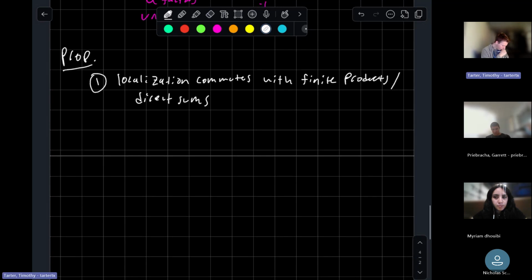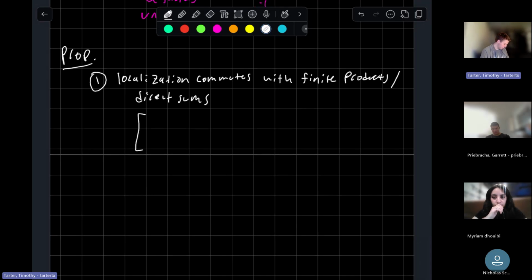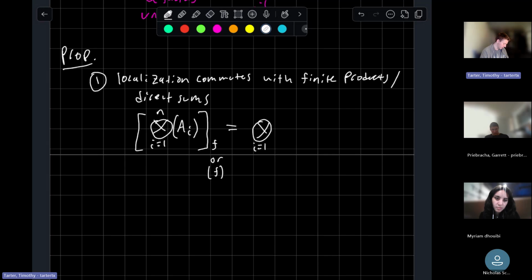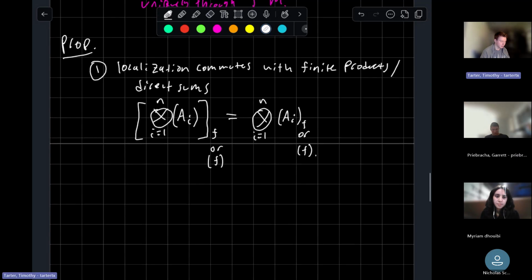And so basically what this means is that if we have a product, i equals 1 to n, of maybe A_i's localized at, and the whole thing is localized at f, or equivalently the ideal generated by f, this is the same thing as the direct product, i equals 1 to n, of A_i localized at f, or the ideal generated by f. So when we say it commutes, this is kind of what we mean.